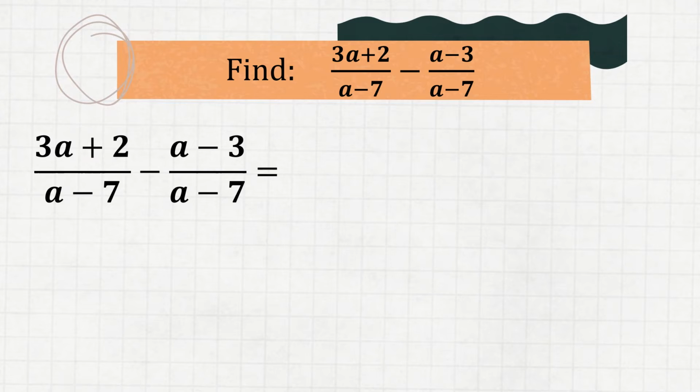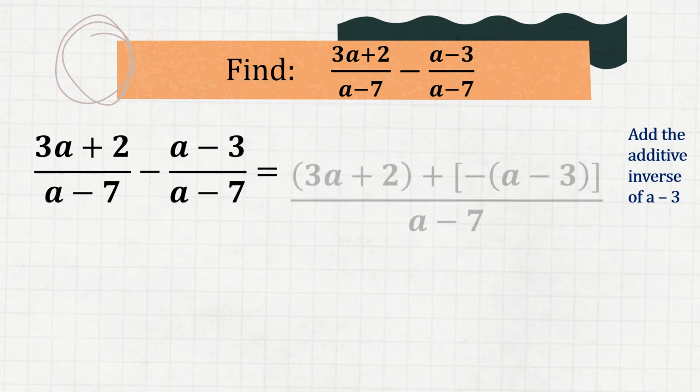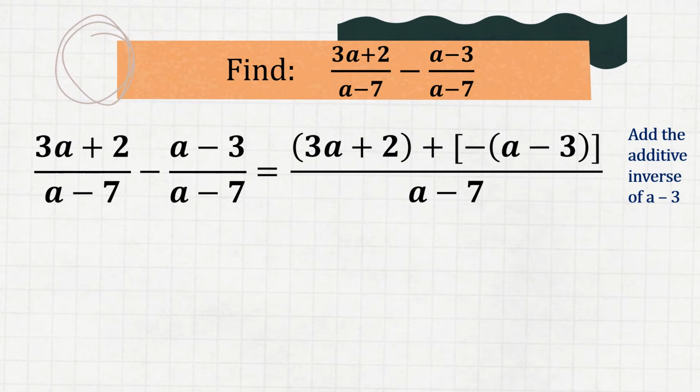Next example is for subtracting rational expressions with like denominators. We have 3a plus 2 over a minus 7 minus a minus 3 over a minus 7. So, we will add the additive inverse of a minus 3. So, we have 3a plus 2 plus, that is the additive inverse of a minus 3.